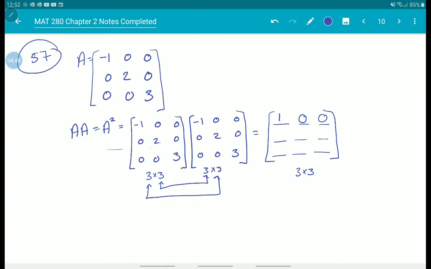Now let's move to the second row. So now we've got second row, first column. It's going to be 0 plus 0 plus 0. Second row, second column, 0 plus 4 plus 0. And then second row, third column, 0 plus 0 plus 0 is 0. And then to get entries in that last row, we're going to multiply last row by first column. We're going to get a 0 there, a 0 there, and then we're going to get a 9 there.